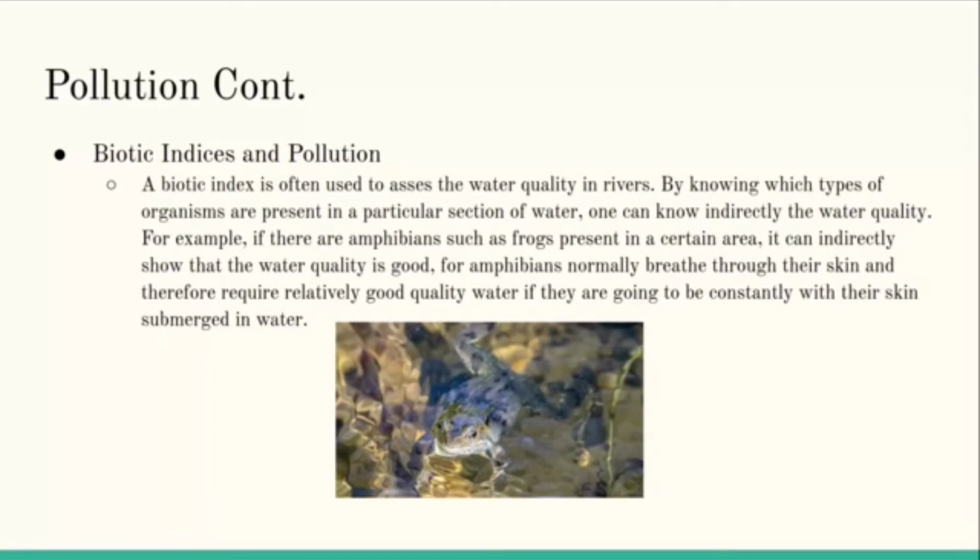To see if there is pollution present, one can look at animals like frogs, which are amphibians and they breathe through their skin. Frogs and other amphibians like these require the water quality to be good and for there to be really low amounts of pollution, because since they breathe through their skin and they're constantly in water, they're constantly in touch with these pollutants if they were in there. So this is how one can see biotic index and pollution.